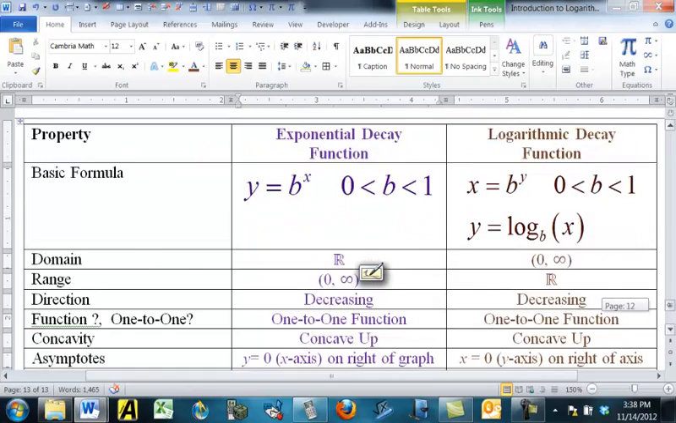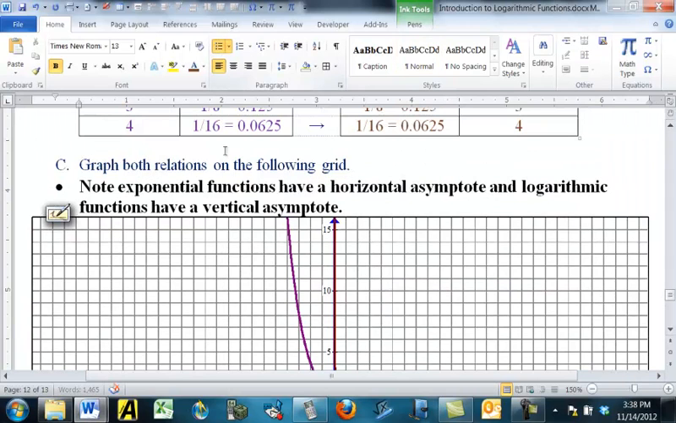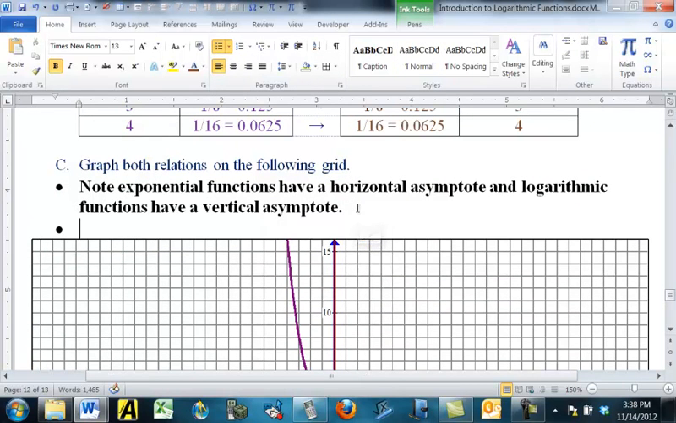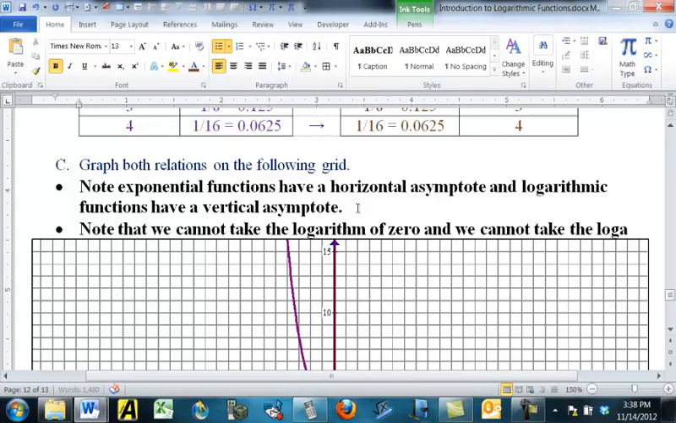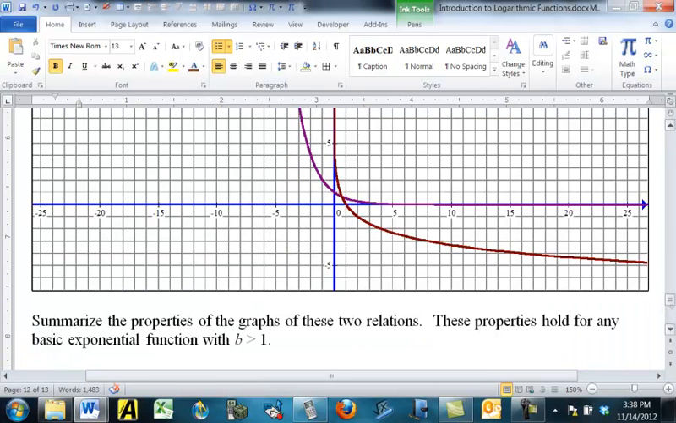You know, that's another thing that maybe we should make as a big bold statement. Make a couple of big statements here. There's one. We cannot take the logarithm of 0, and we cannot take the logarithm of a negative. These things are undefined. We can take the logarithm of a positive, any positive.